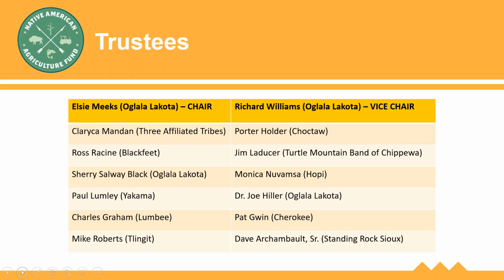Again, as I discussed, our leadership is within our trustees. We have 14 trustees, and they come from various parts of the country and various tribes. Our chair is Elsie Meeks, and our vice chair is Richard Williams. Our organization is led by Janie Hemp, and our CFO is Vince Logan. Janie is from the Chickasaw Nation, and Vince is from the Choctaw Nation. Next slide.